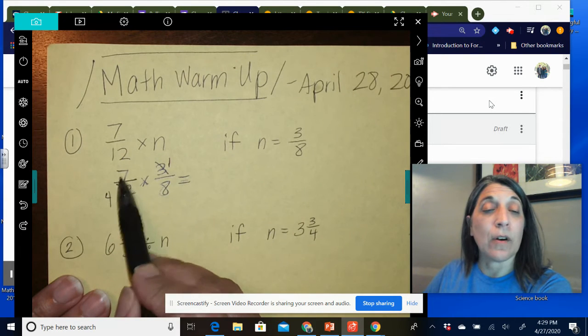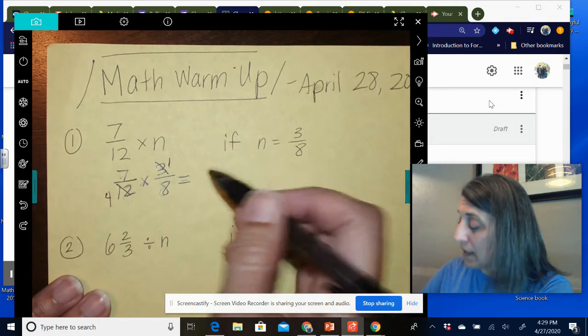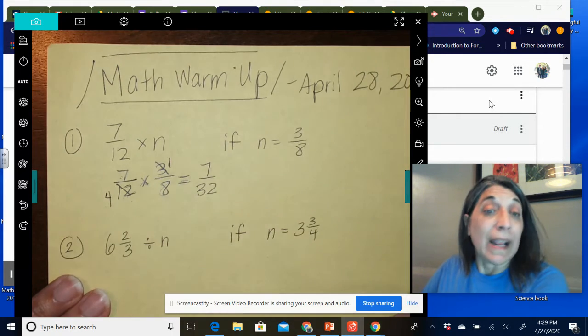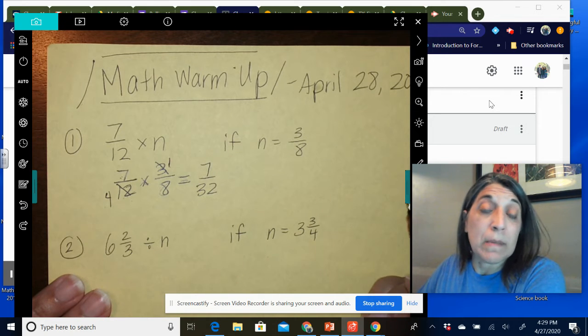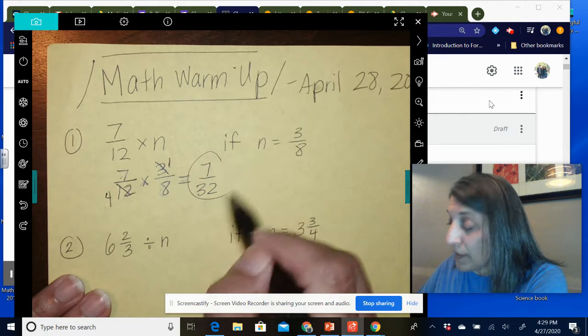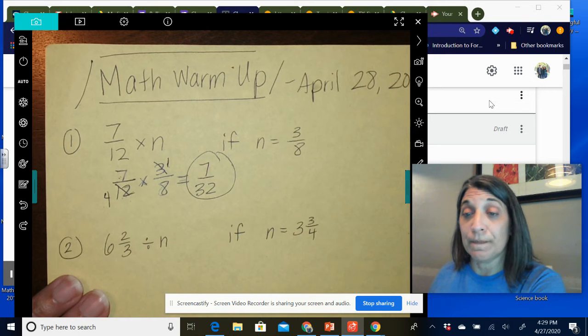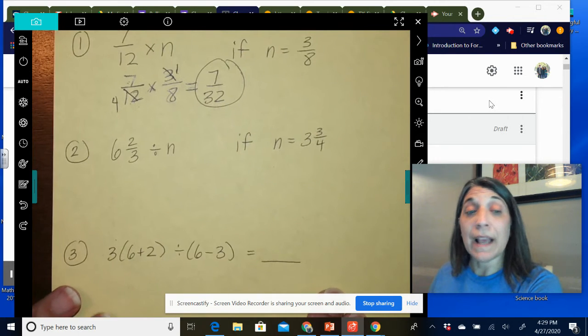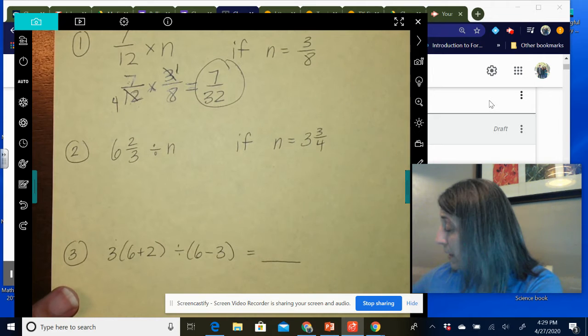So now when I multiply across, 7 times 1 is 7. 4 times 8 is 32. I can't simplify it anymore. 7's a prime. It doesn't go into 32 evenly. So that's it for number 2. Pretty easy. Just seeing if you guys remember. Okay, this next one had a few more steps to it, though.